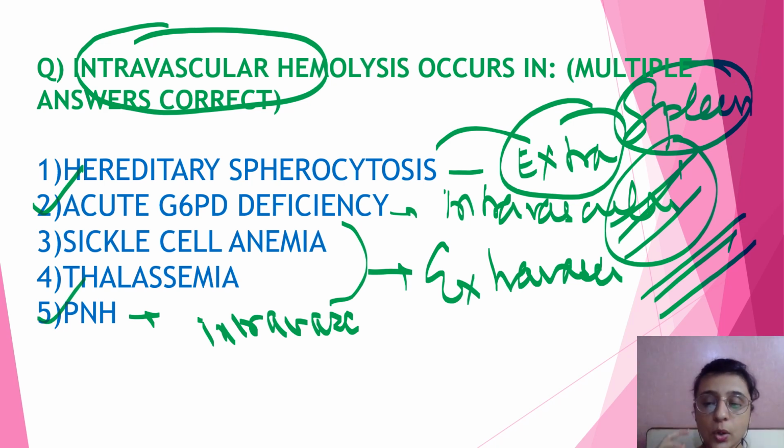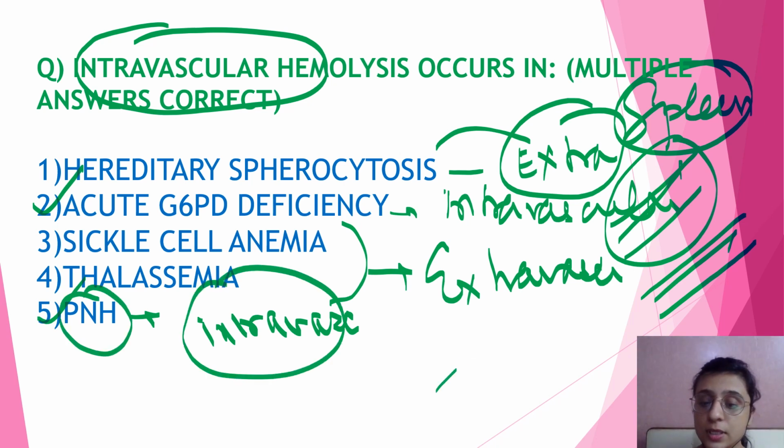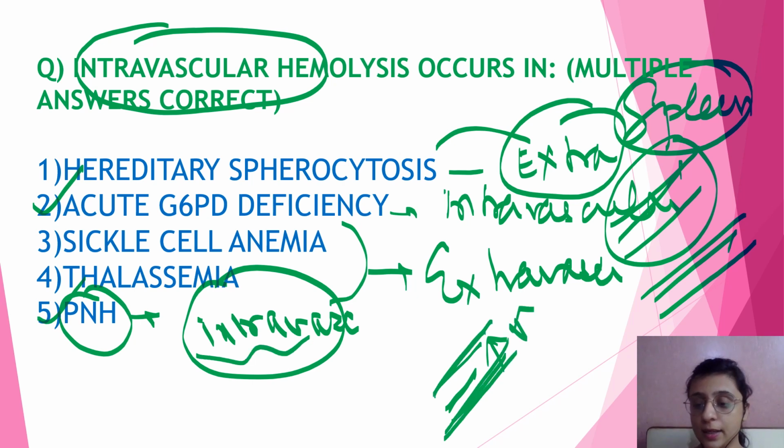Just understand the concept of where this lysis is occurring, whether within the splenic sinusoids or inside the blood vessels, and you can be very clear with it. PNH is primarily intravascular. Why? Because there is complement mediated lysis, which occurs inside the vessels due to absence of the protective action of GPI linked proteins against complement activation. So more complement activation, more lysis, occurring inside the blood vessels, and I can say it is intravascular.